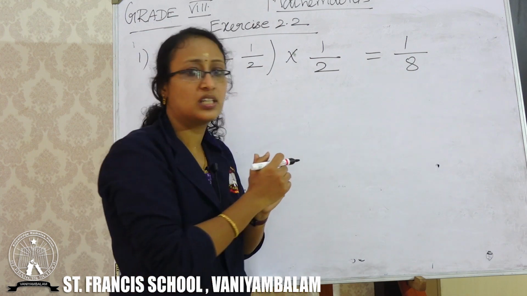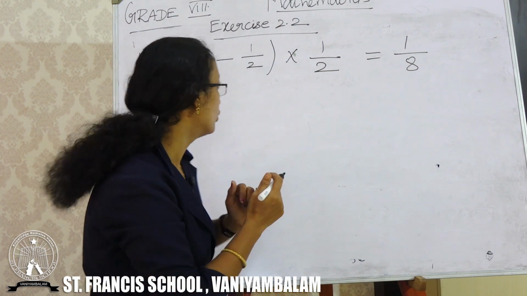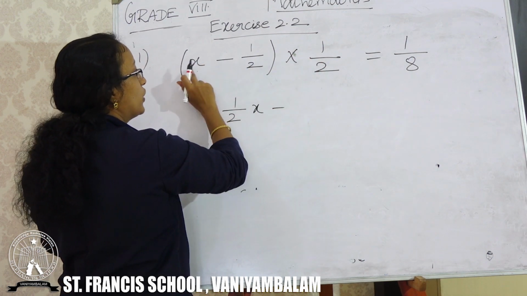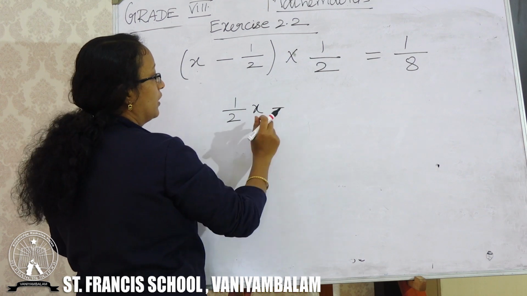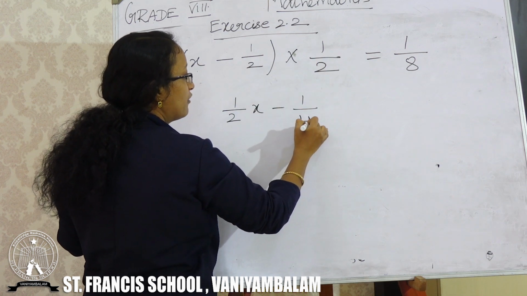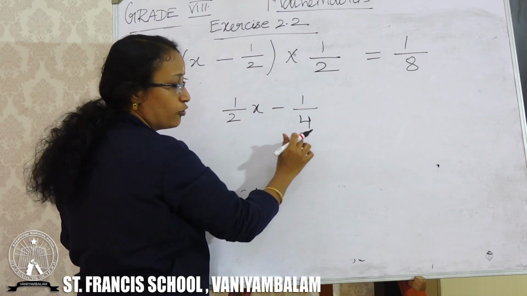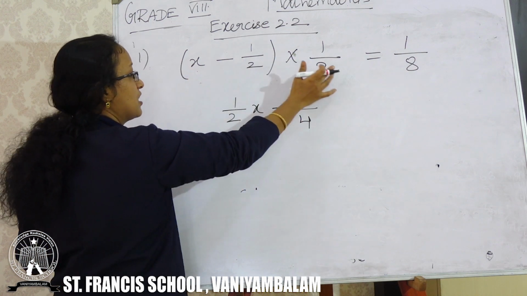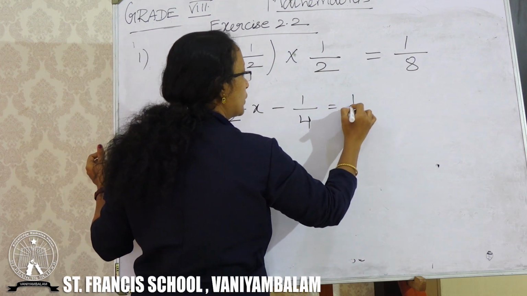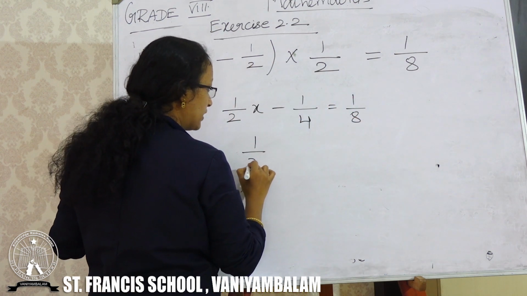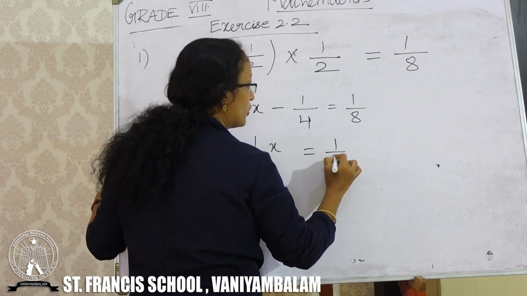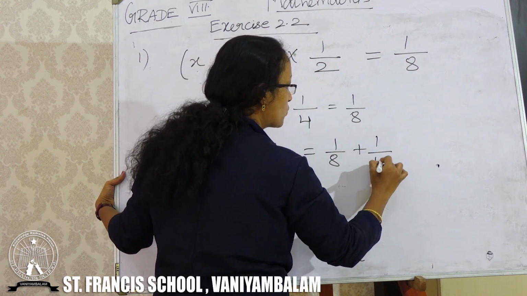If you want, I will do this problem, only a single problem I will explain. Just multiply inside the brackets. 1 by 2 into x is 1 by 2x, right? 1 by 2x minus 1 by 2 into 1 by 2 is 1 by 4. 1 into 1 is 1, 2 into 2 is 4. I am multiplying 1 by 2 inside the brackets. So 1 by 2x minus 1 by 4 is equal to 1 by 8. So 1 by 2x is equal to 1 by 8, and here you have the constant 1 by 4, so you can take it to the right hand side. So plus 1 by 4.